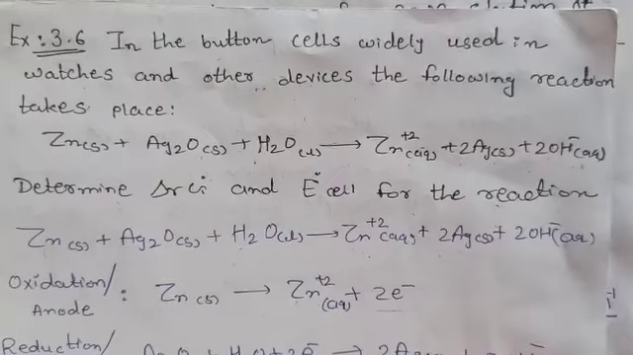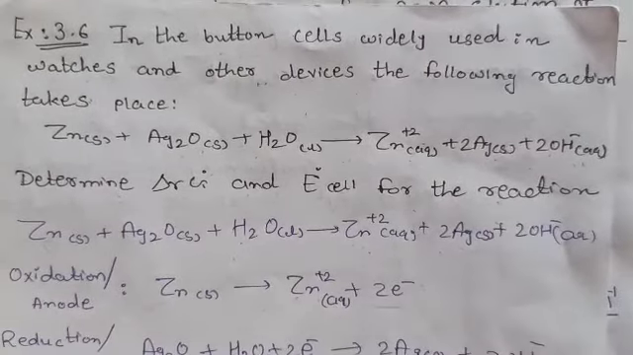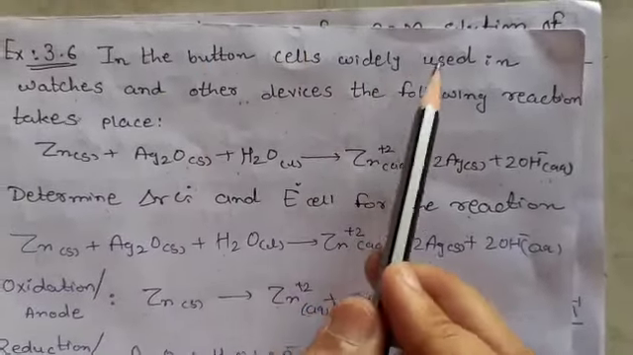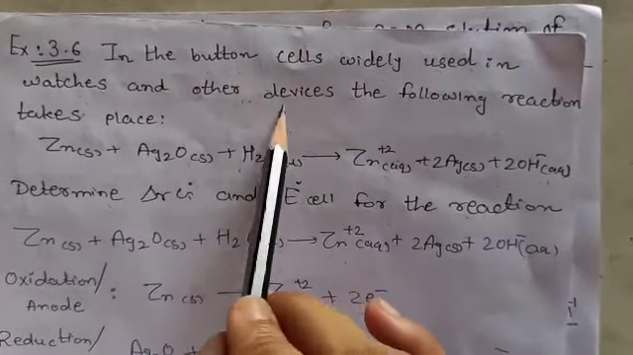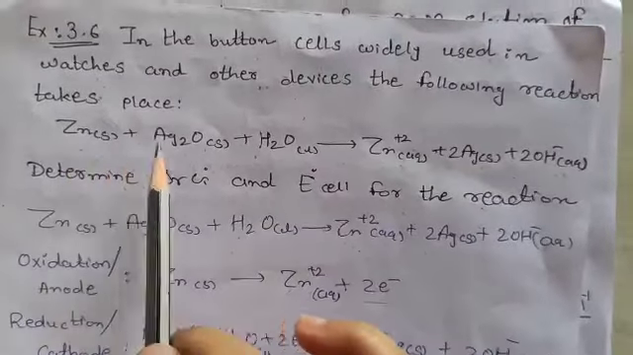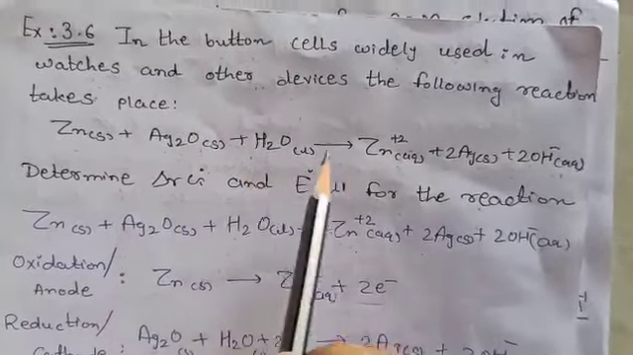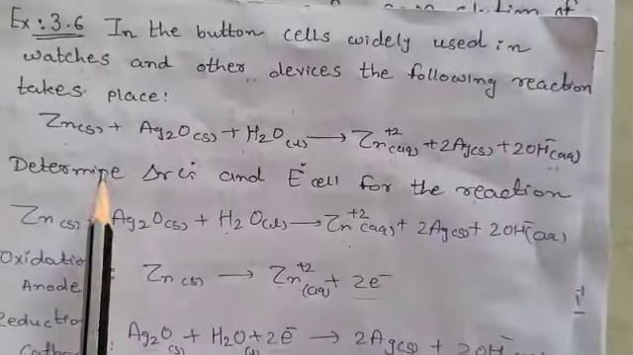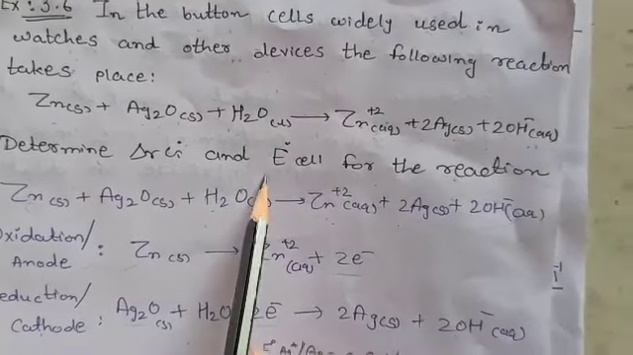Students, today we will start from exercise question number 3.6. In the button cell widely used in watches and other devices, the following reaction takes place. The reaction is given: Zn + Ag2O + H2O gives Zn2+ + 2Ag + 2OH−. Determine ΔG0 and E0 for the reaction.